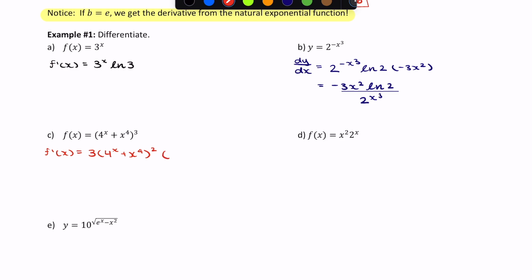And the derivative of the inside, so here we have 4 to the power of x ln 4, that's the derivative there, plus the derivative of x to the power of 4, which would be 4x to the power of 3.